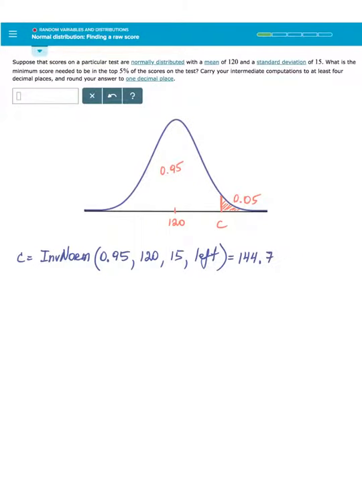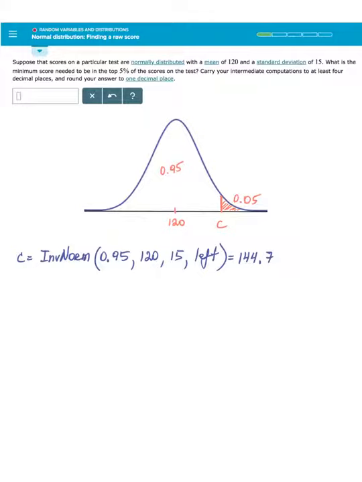One more example. Suppose that scores on a particular test are normally distributed with a mean of 120 and a standard deviation of 15. What is the minimum score needed to be in the top 5% of the scores on the test? Carry your intermediate computations to at least 4 decimal places and round your answer to 1 decimal place. Just like before, let's get the diagram.